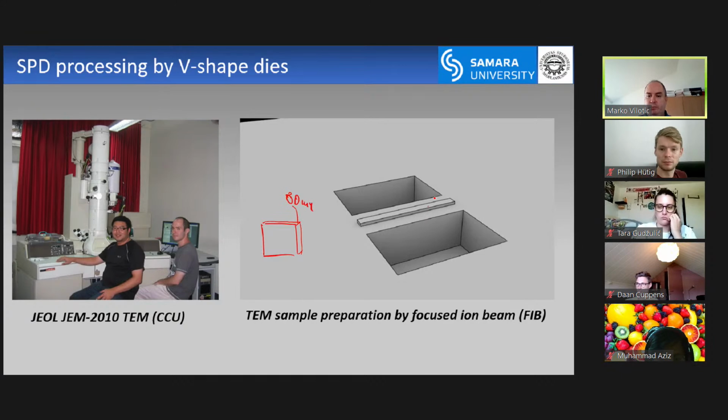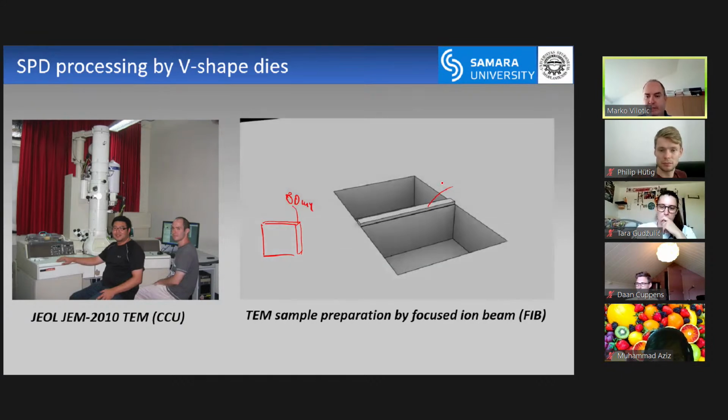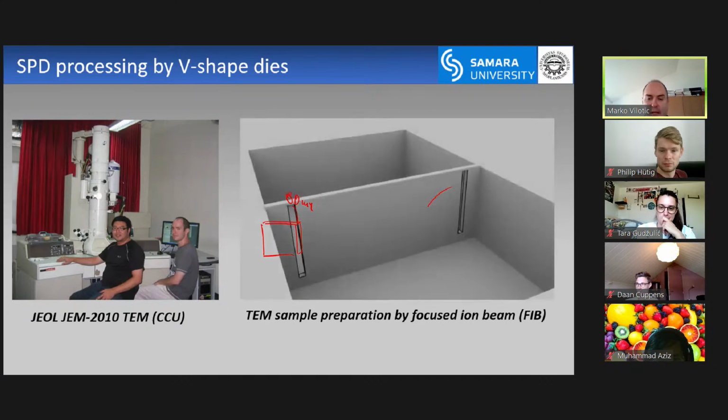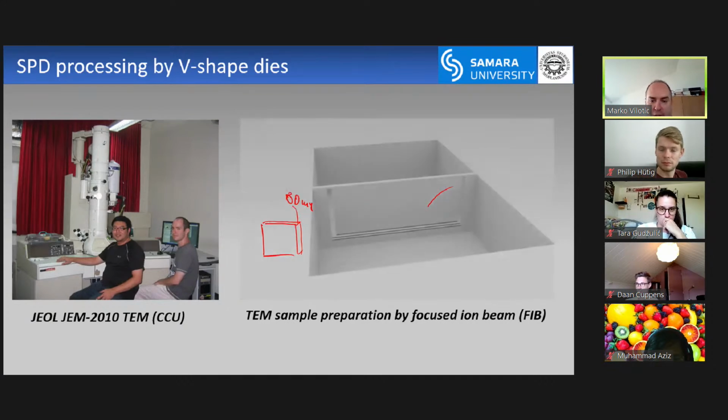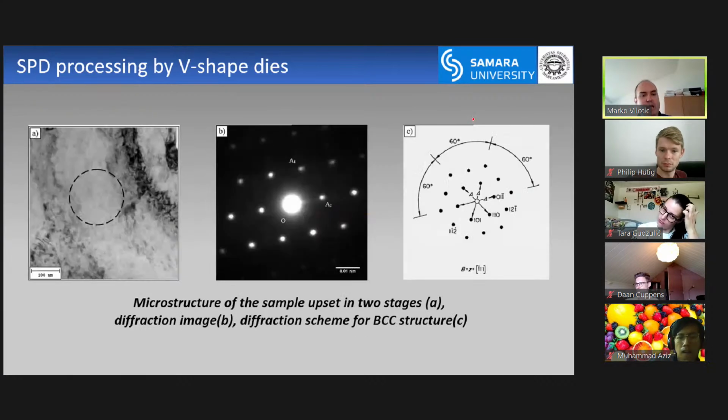So how do you do it? First you put a protective Pt layer, and you dig material like in a CAD system, making it slimmer and slimmer, and finally you get something like this. Then you put this sample in the TEM. You see here the top is 55 and the bottom is 200 nanometers, and then you observe the sample. So this is the initial material.